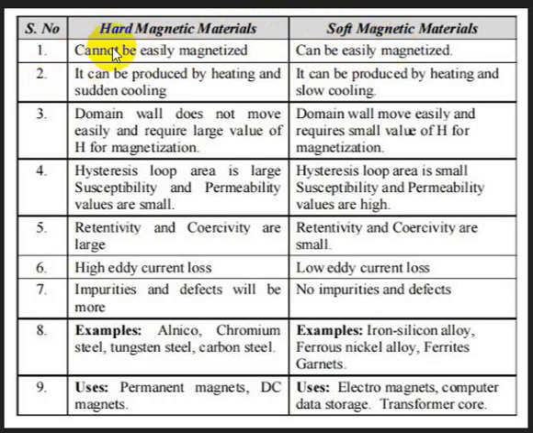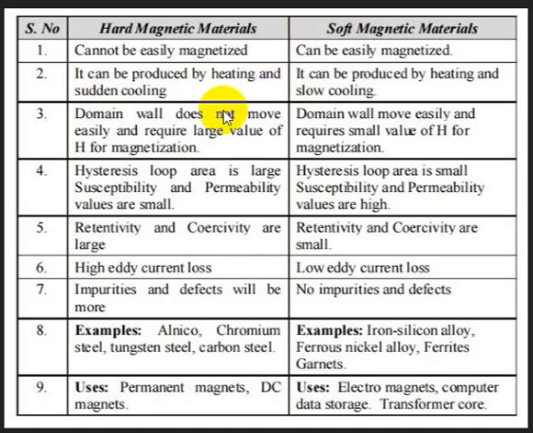Number 2, hard magnetic material can be produced by heating and sudden cooling. You have to heat the material and then suddenly cool. The sudden cooling can be applied by using a cooling gas like nitrogen gas. And the soft magnetic material can be produced by heating and slow cooling. You have to heat the material and then slow cooling. You don't have to do anything. It will cool on its own.